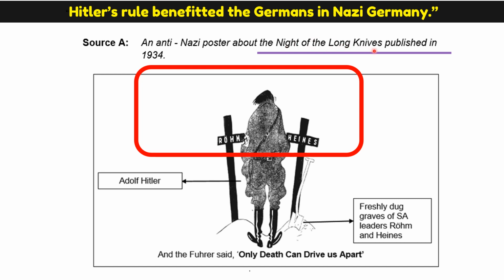This is about the Night of the Long Knives. Based on your contextual knowledge, if you remember, the Night of the Long Knives was a way that Hitler got rid of all his potential enemies, and it was a clear massacre. Of course, he got rid of some of the key political figures that could in the future get rid of Hitler himself. And what is interesting at the end here, this part, it says that only death can drive us apart. And truly, he did remove his potential enemies.